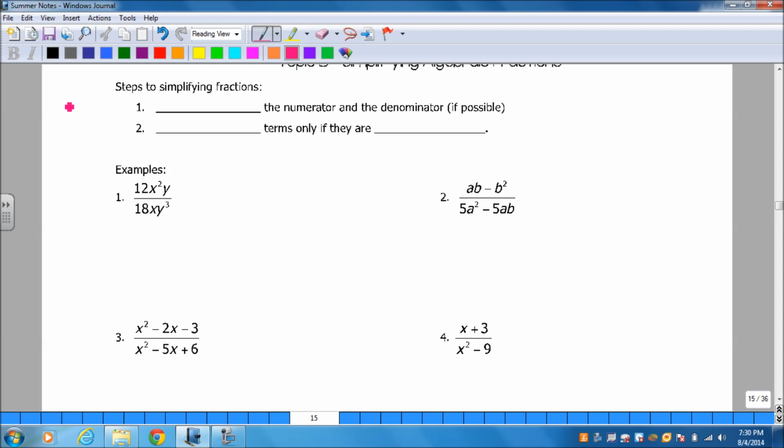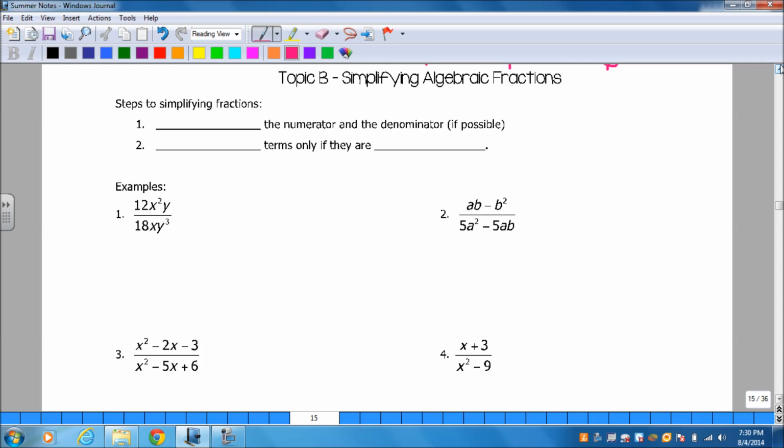All right, topic B, steps to simplifying fractions. That's what we're going to be talking about next. So how do you simplify an algebraic fraction? So the first thing you're going to always do is factor the numerator and the denominator if possible.